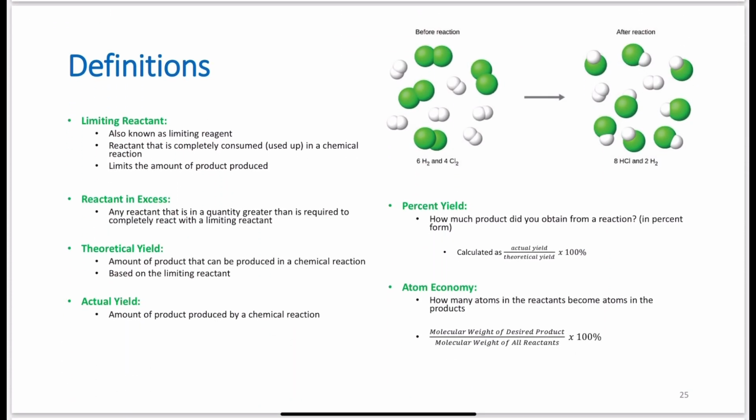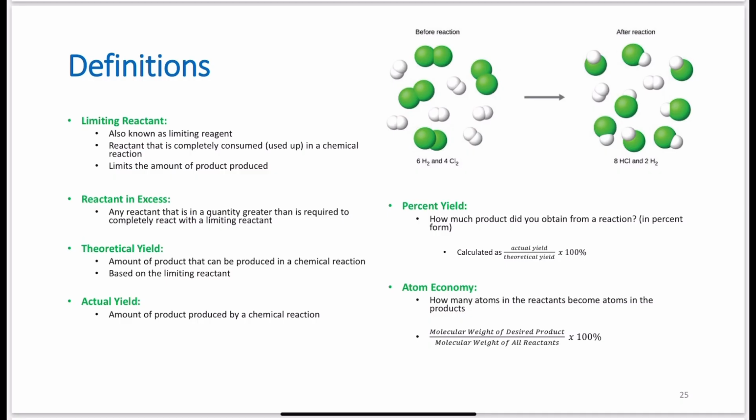First up, let's set some clear definitions here so that we're all on the same page. Limiting reactant, also known as limiting reagent. Reagent may be used in place of reactant, but it's the reactant that's completely consumed or used up in a reaction. It also limits the amount of product that can be produced because it's all used up itself. The reactant in excess, or what I call excess reactant, is any reactant that's in a quantity greater than required to completely react all of your limiting reactant.